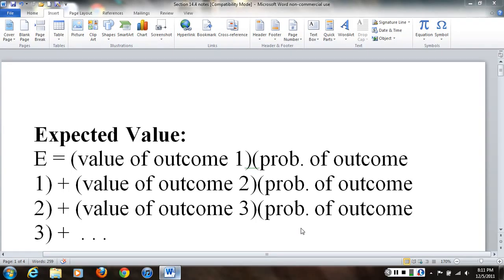You multiply that times the probability of that particular outcome. Then to that you add the product of the value of outcome 2 times the probability of that same outcome, and so on and so forth as many times as needed. So let's look at a few examples.